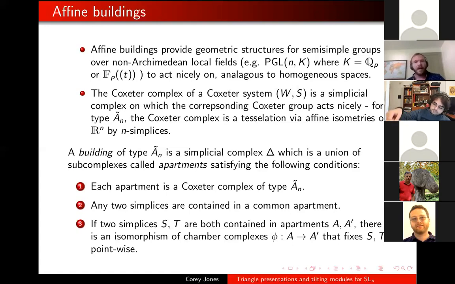These Coxeter complexes are appearing in there at all kinds of angles in every direction you can think of. Anytime I pick two simplices, no matter where they are in this complex, there's some Coxeter complex containing both of them. And if I have two simplices S and T which are both contained in apartments A and A prime, there should be an isomorphism of Coxeter complexes from A to A prime that fixes S and T pointwise. By fixing pointwise, I mean it really fixes the vertices. It doesn't just map the simplex S back to itself. Okay, and that's it. That's a building of affine type A_n.